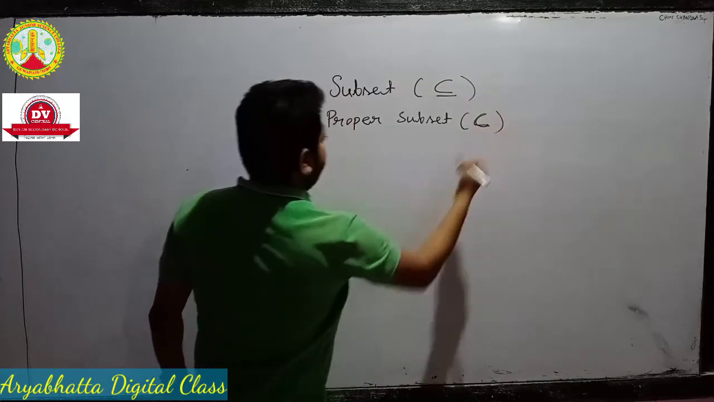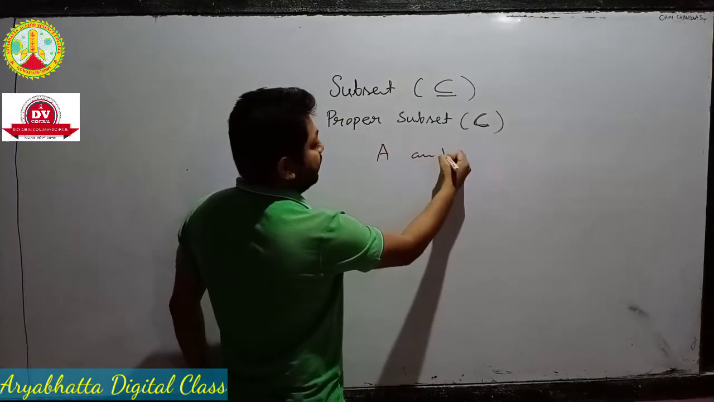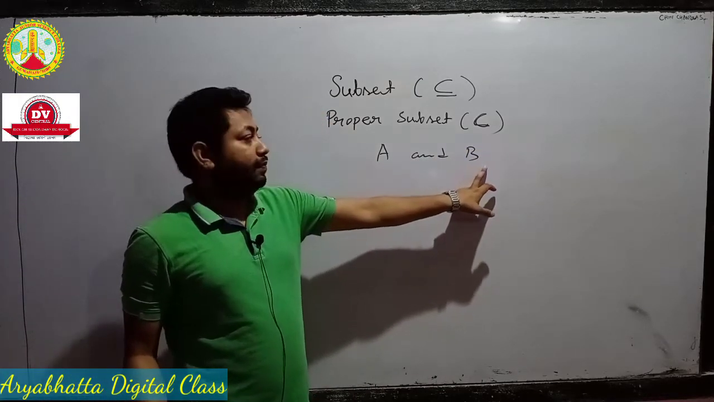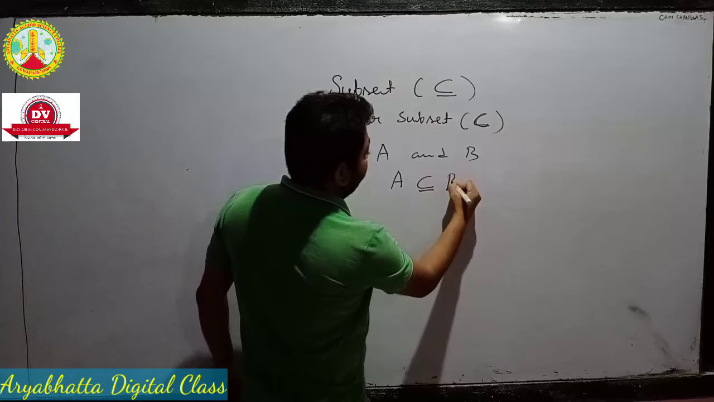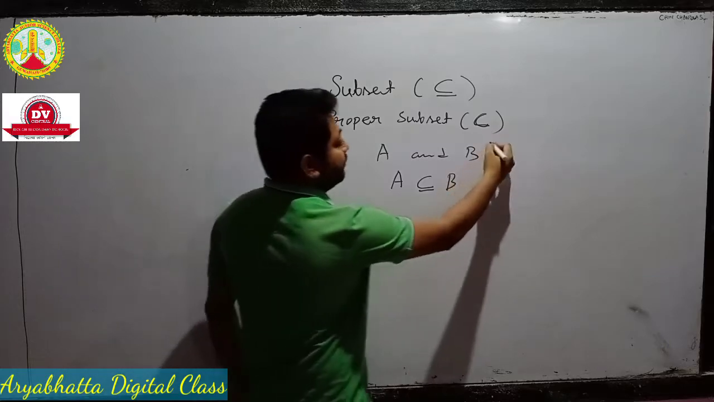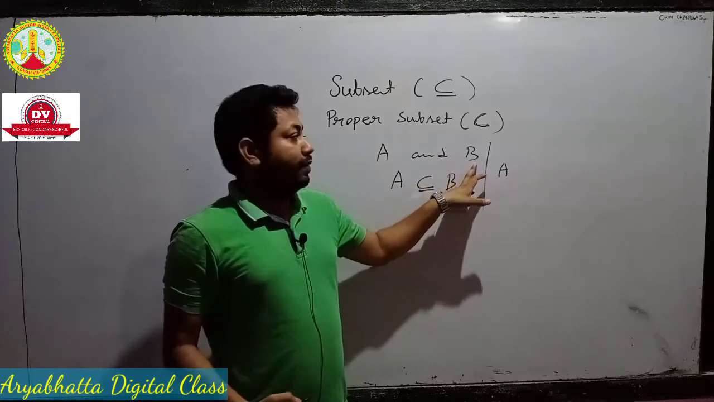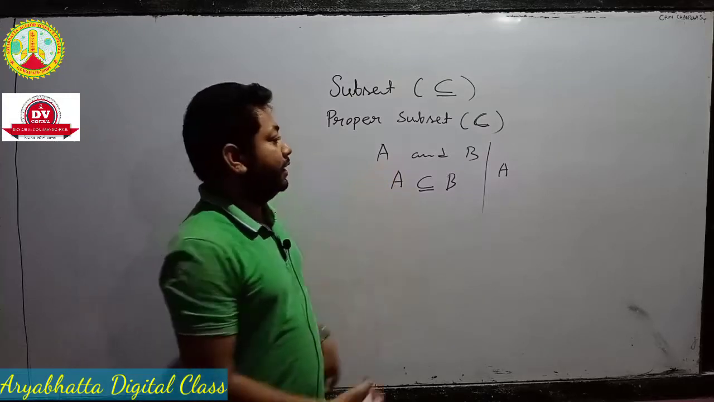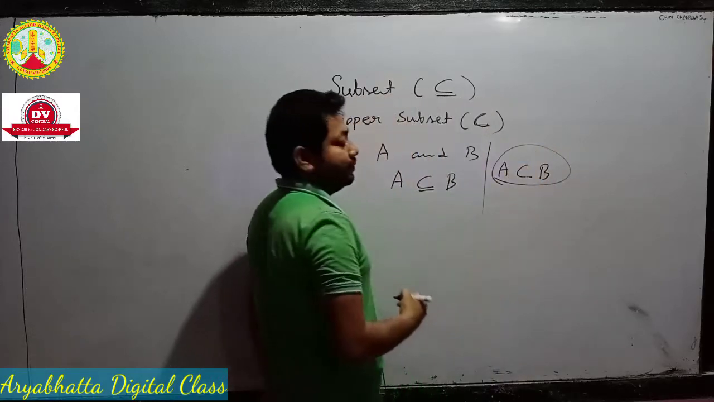Again, I remind you what is a subset and what is a proper subset. Let A and B be two sets. If every element of the set A is also an element of set B, then A is called a subset of set B. It is denoted by A subset B. If every element of the set A is also an element of the set B, but every element of the set B is not an element of the set A, then A is called the proper subset of B and is denoted by A proper subset B.